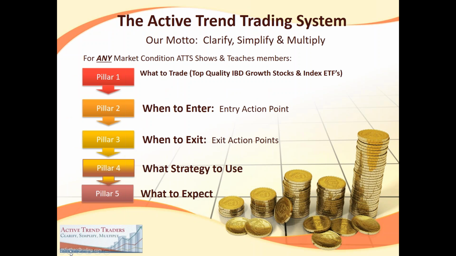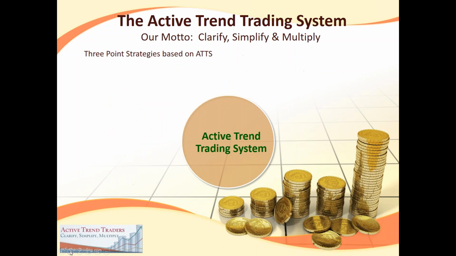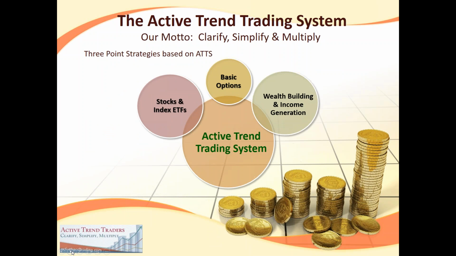So just a reminder that the way the active trading system works is our objective is to clarify, simplify, multiply. We base it on the 5 pillars of active trend trading: what to trade, top quality IBD stocks and index ETFs, when to enter, when to exit, what strategy we're going to use, either to buy the stock, sell the stock, or go into some type of options trade, and what our expectations are. I'm a firm believer that you must have a strong system, and attached to it just a few strategies that you're going to trade off of. This is our strategy 1, this is our strategy 2, and this is our strategy 3.